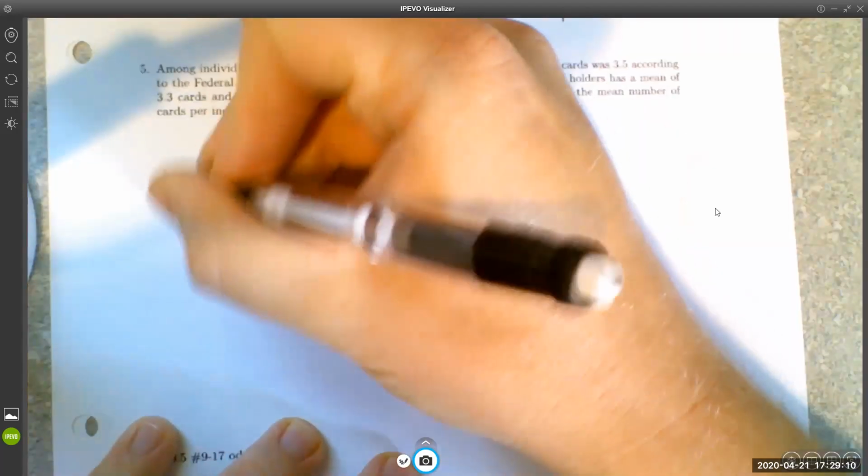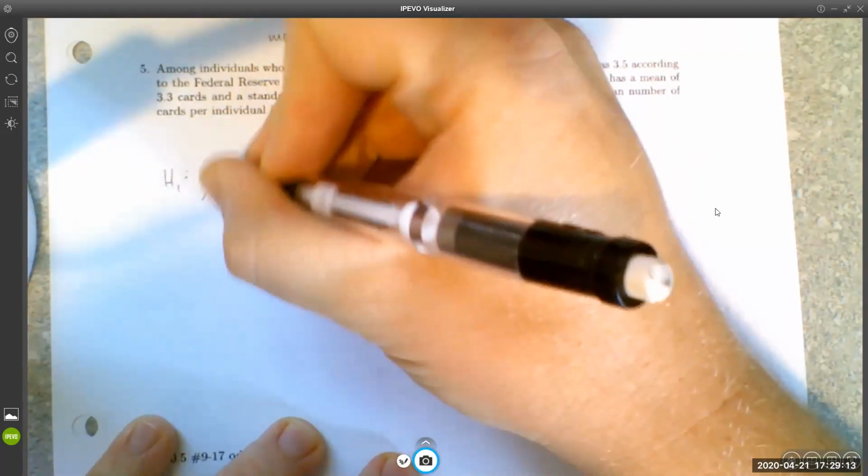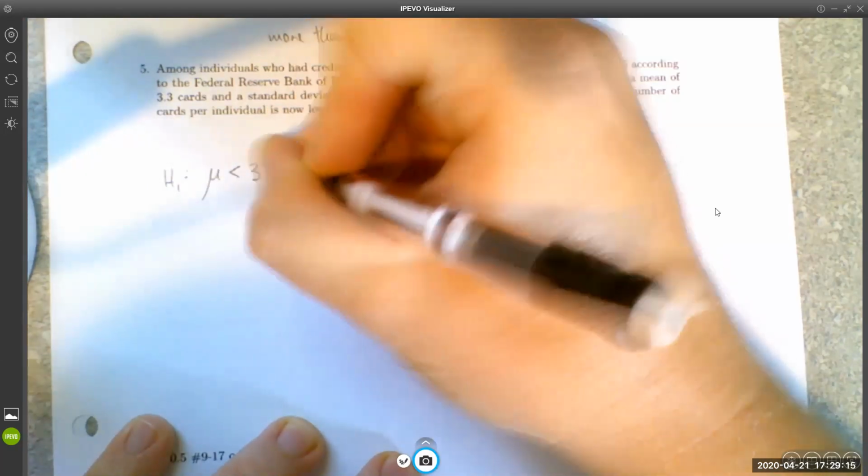Okay, so first thing we need to figure out is what parameter are we testing? And that was given away in several places throughout this problem. Like right off the bat, the very first sentence says, among blah, blah, blah, the mean number of credit cards. And then later on it says a random sample of blah, blah, blah has a mean of 3.3 cards. But then most tellingly of all, the last question there, do these results imply that the mean number of cards per individual is now less than 3.5? That gives you your alternative hypothesis right there, right? We want to know if the mean is less than 3.5.